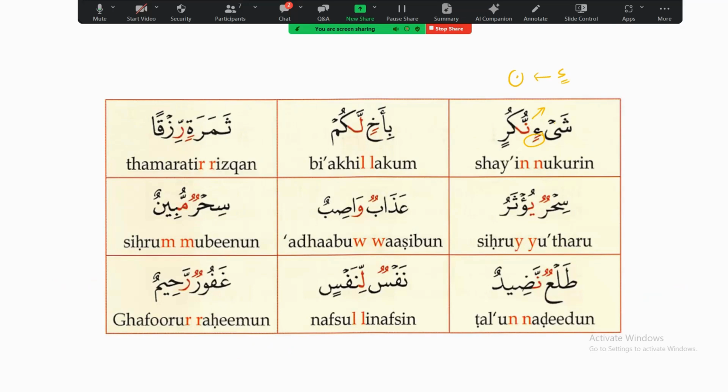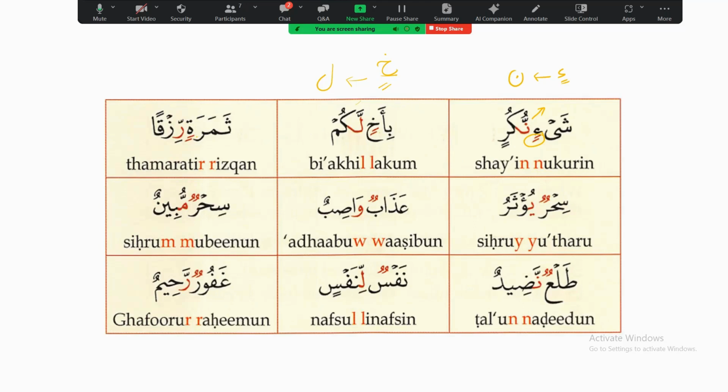In the next example, let's see which type of idgham this is related to. بِأَخِلَّكُمْ. Here you see a tanween on the kha letter, the tanween of kasratain, and after that there is the letter lam. So yes, this is related to the first type of idgham, which is the complete idgham. Without any nasal sound, we say bi akhillakum, assimilating the kha into lam. We're not saying khil. We're not making a nasal sound. We just say bi akhillakum like this.